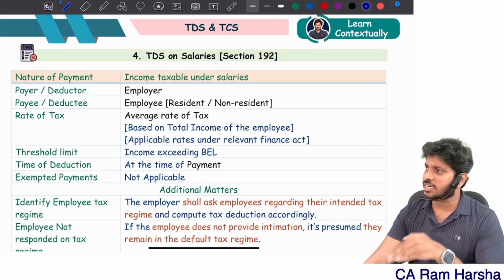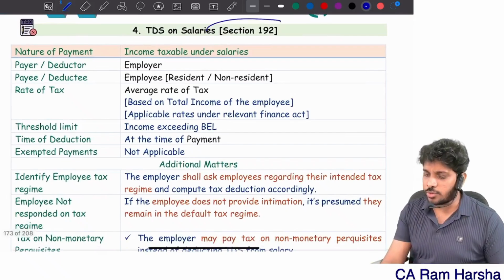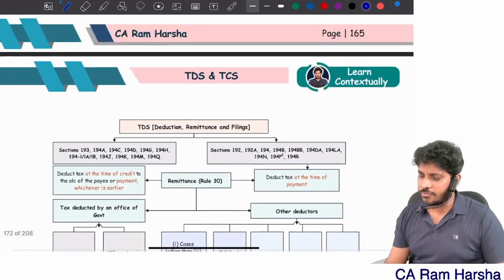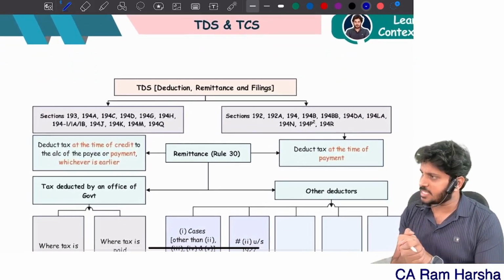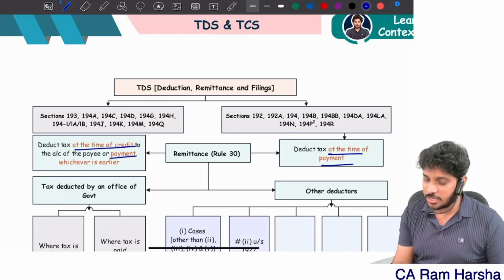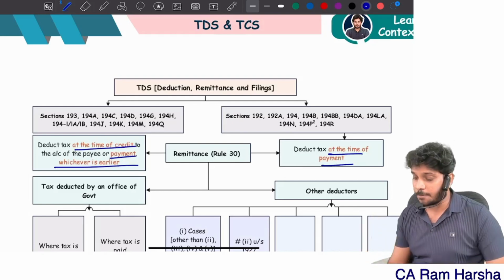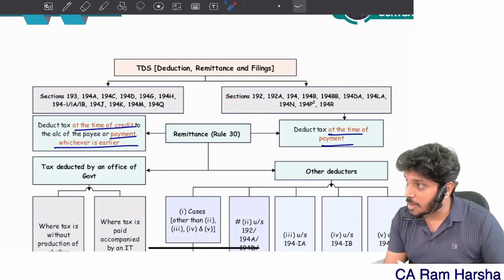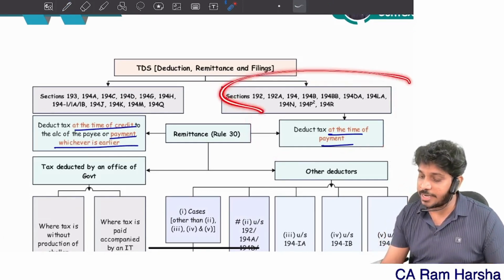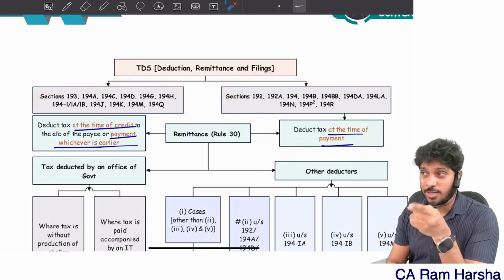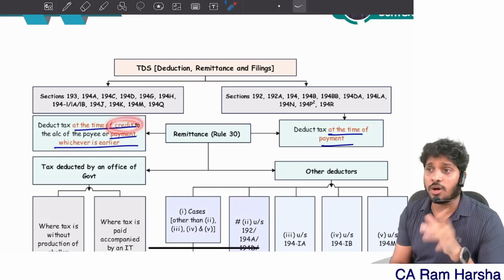First, let us discuss each and every TDS section. 192, TDS on salary. In this chapter, many of you will have a confusion. Some sections say TDS at the time of payment. Some sections say at the time of credit or at the time of payment, whichever is earlier. Simply, in this diagram, which sections deal with the time of payment only? TDS shall be deducted here at the time of payment only, whereas here, at the time of credit or payment, whichever is earlier.